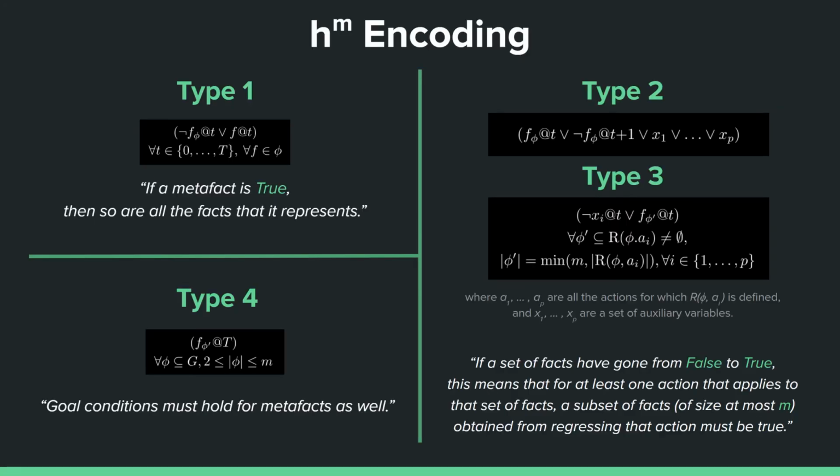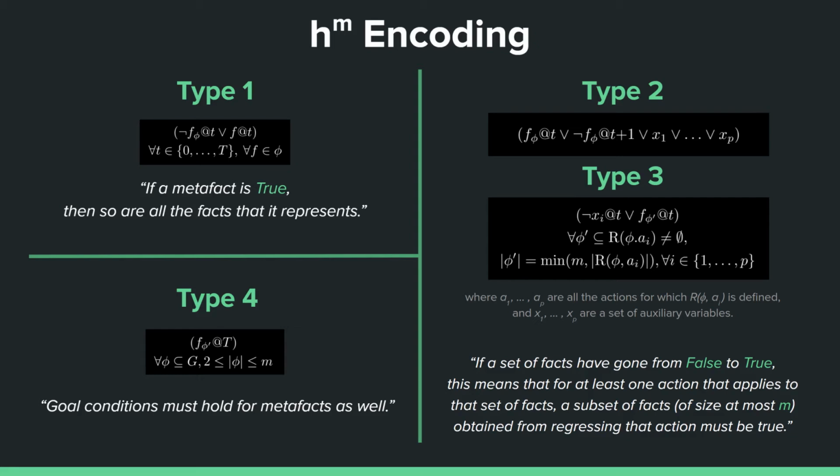Using this, the encoding consists of 4 types of clauses, as follows. Type 1 clauses just ensure that if a metafact is true, then so are all the facts that it represents, and vice versa. The next 2 are significantly more complex and are coupled quite closely, so here's one way to paraphrase them. If a set of facts have gone from false to true, this means that at least one action that applies to these facts, a subset of facts of a size at most m obtained from regressing that action, must be true. You can just think of this as a way to ensure consistency when using these metafacts, regressing through the state space and keeping an eye on sets of facts and how they change.